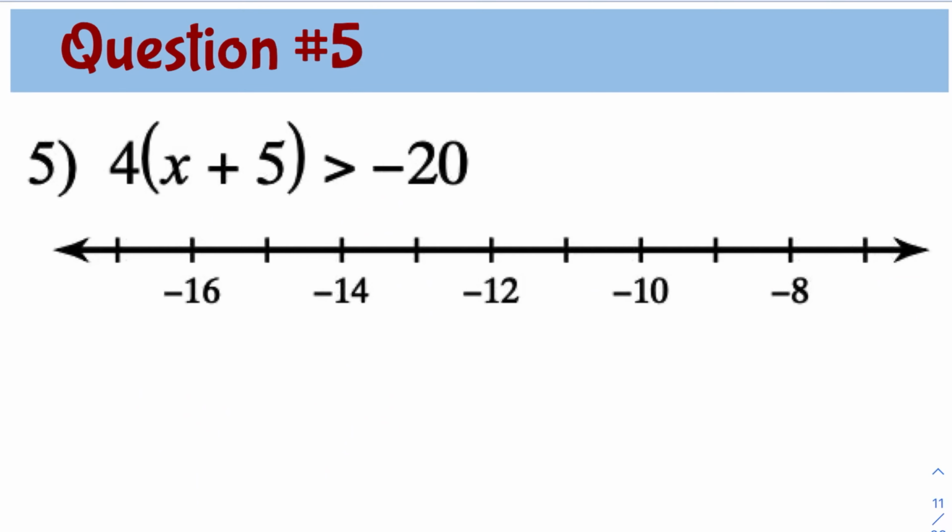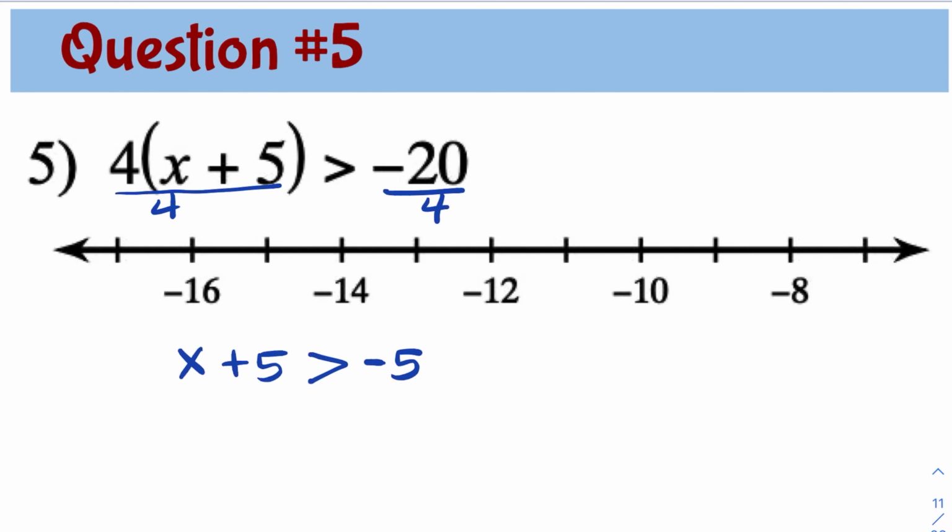Question number 5. 4 times the quantity x plus 5 is greater than negative 20. In this problem, I will first do the inverse of multiplying by 4, which is dividing by 4. And simplifying the left side, 4 divided by 4 is 1. So now we only have x plus 5 on the left side of this inequality. Greater than negative 20 divided by 4, which is negative 5. Another way of doing this problem is by doing the distributive property first and then doing the inverse operation. But this method is a lot easier.